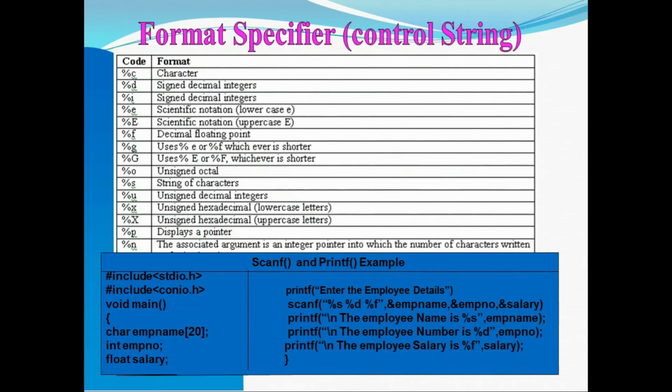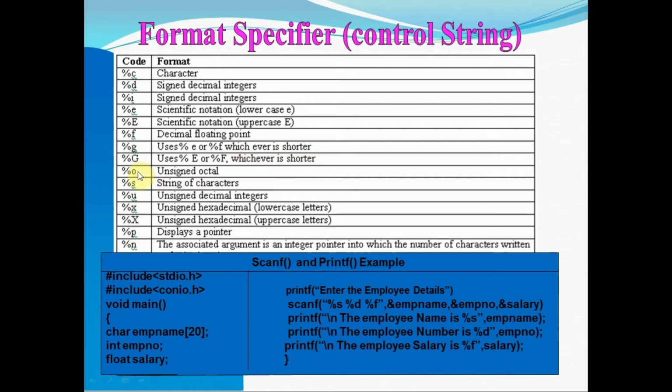The next one, format specifiers. The formatting codes and formats. %c is a character, then %s is a string, %d signed decimal integer, %i signed decimal integer, then %e scientific notation, then %E scientific notation, %f decimal floating point, %g uses %e or %f whichever is shorter. Then %G uses %E or %f whichever is shorter.